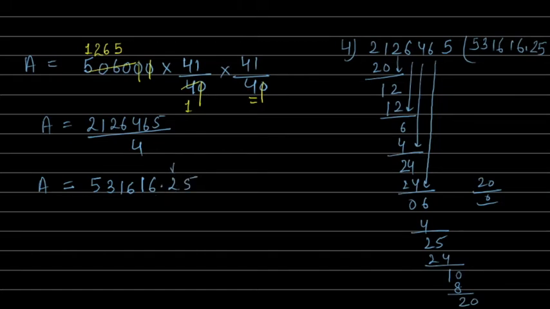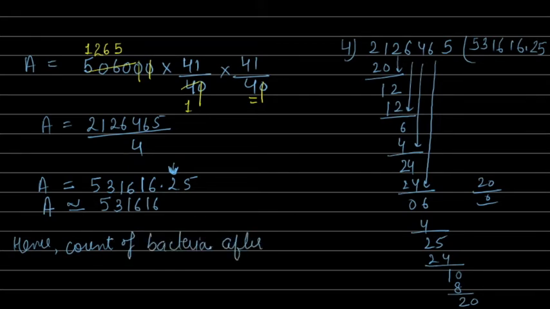Now the digit after the decimal is less than 5, so if I round it off, this number will be as it is. So this is the count of the bacteria which we are getting. Hence the count of bacteria after 2 hours will be 531616, right? So this was question number 11.